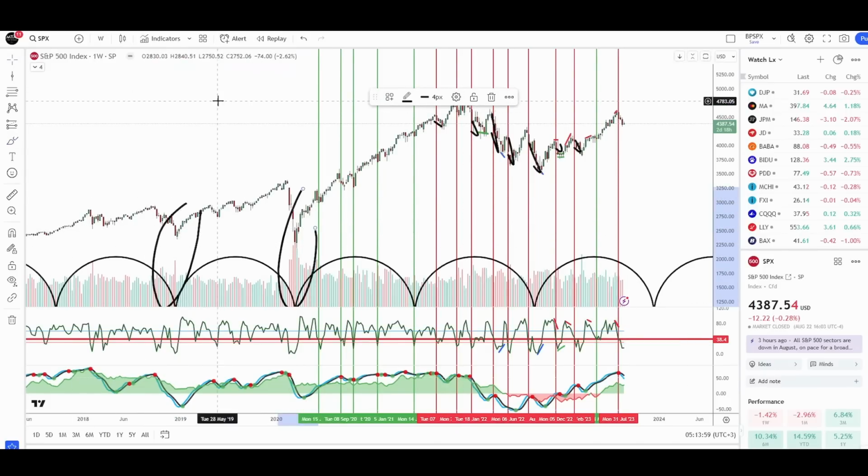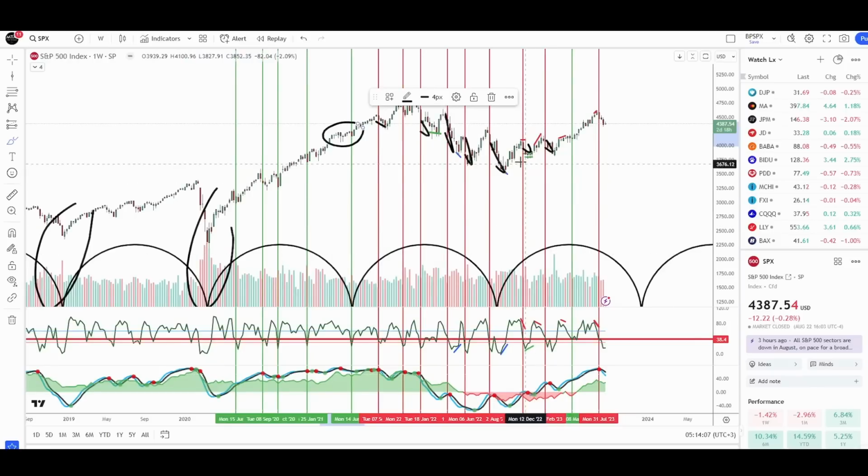The exception was the 2020 to 2021 bull market. We had a skipped bottom here because it was an exceptionally strong uptrend. Then it coincided again with our October bottom. Here it is.